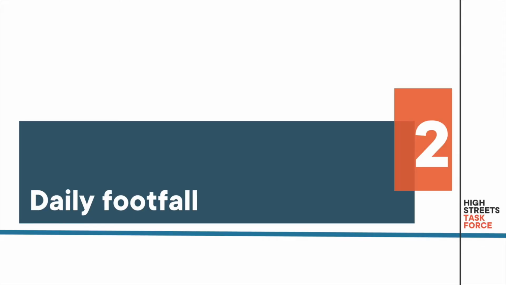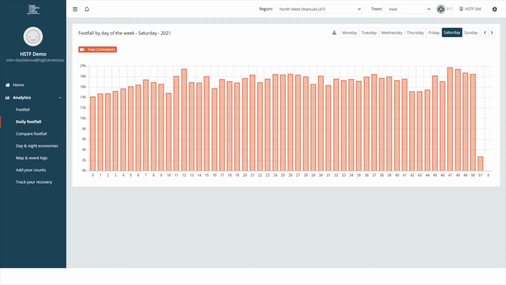Next, we're going to move on to the daily footfall analysis option. This view, when you select daily footfall in the analytics menu, allows you to look at a specific day across 52 weeks of the year to understand how footfall varies on that specific day of the week. For standard dashboards, it's important again to remember that this is estimated data, so it's unlikely to match the exact patterns that are specific to your town.